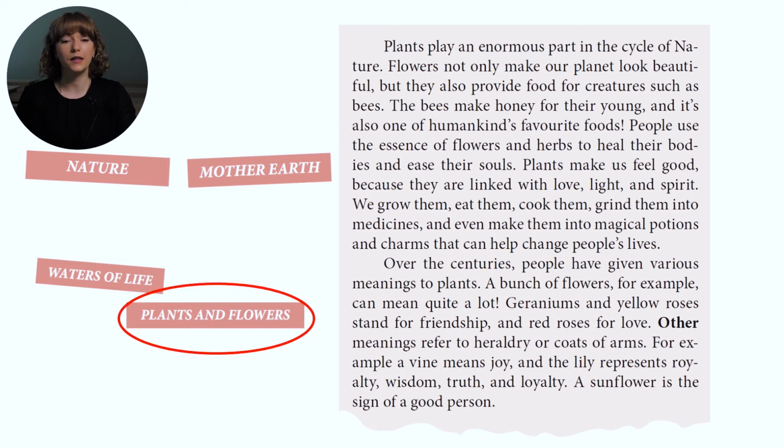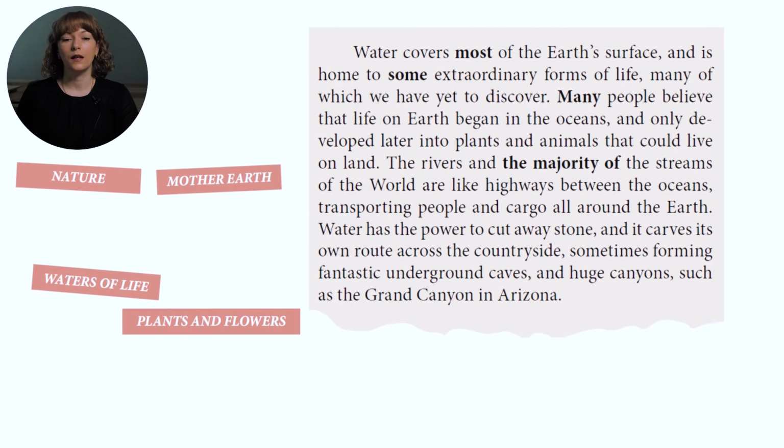Yes, you were right, it's plants and flowers. Here you have explanation number 3. Water covers most of the Earth's surface and is home to some extraordinary forms of life, many of which we have yet to discover. Many people believe that life on Earth began in the oceans and only developed later into plants and animals that could live on our land.